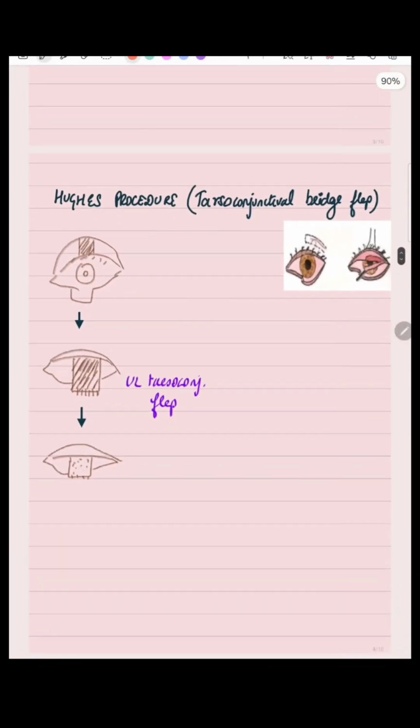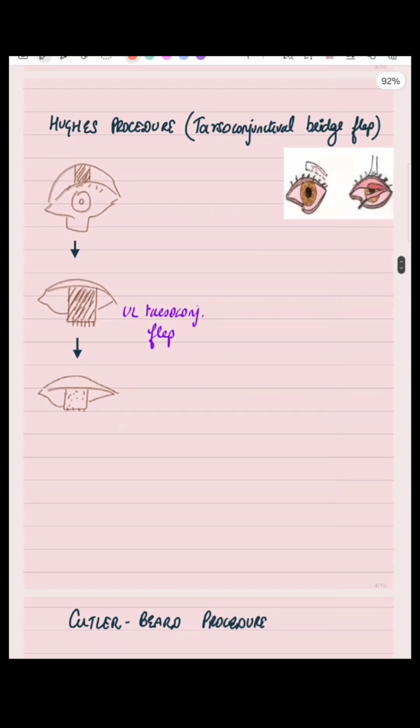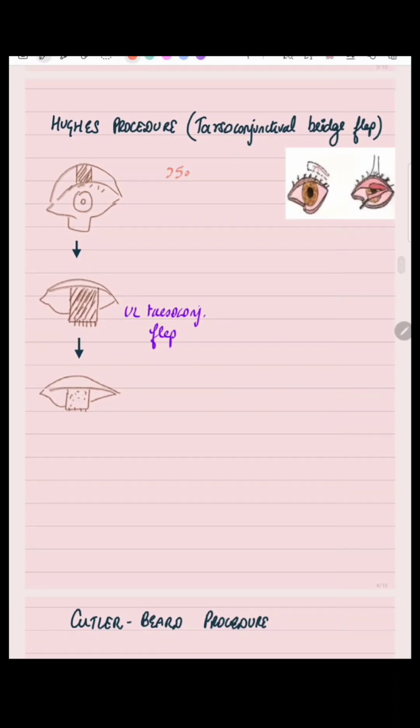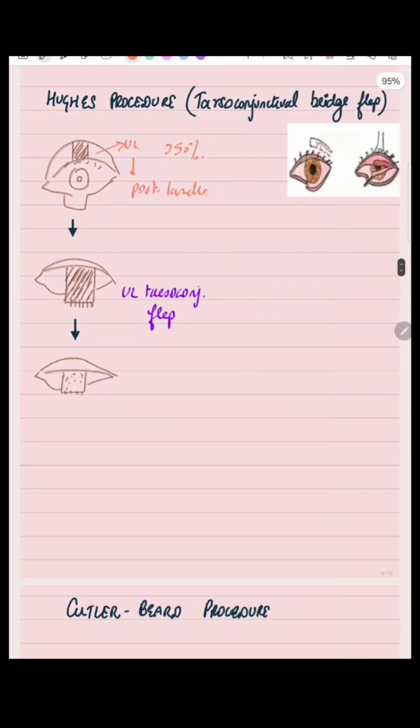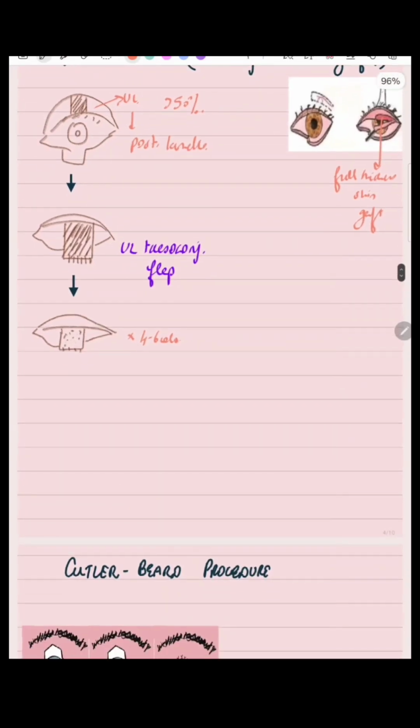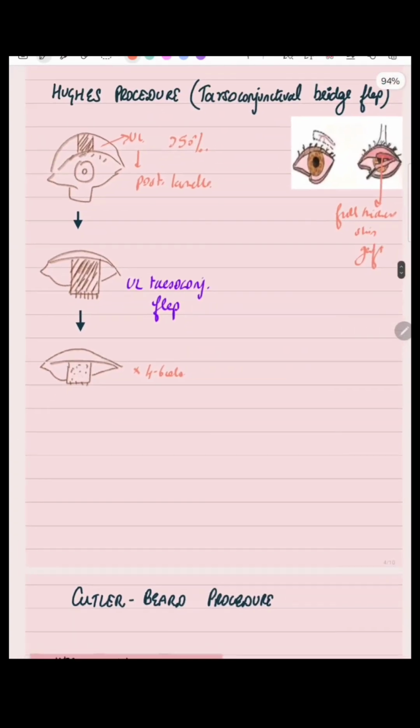Next is the Hughes procedure, that is the tarsoconjunctival bridge flap. It is used for lower eyelid defect of more than 50% of the horizontal length of the eyelid. The tarsoconjunctival bridge flap from the upper eyelid is used for the posterior lamella. It is covered by a full thickness skin graft. This flap is left in place for 4 to 6 weeks prior to the second stage separation. It is not suitable for one-eyed and amblyogenic eye.